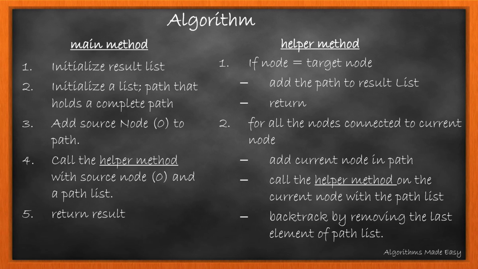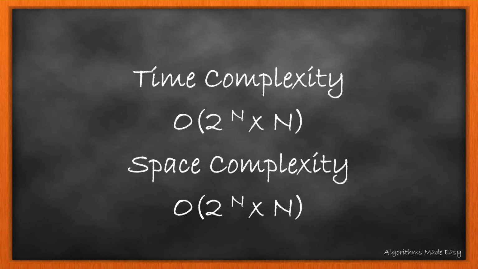Otherwise, for each node connected to the current node, we first add the connected node in the path list and recursively call the function on that node. We then backtrack to the previous node. This loop traverses all the paths from all the nodes recursively. As there can be 2 raised to n-1 paths and n-2 intermediate nodes in the path, the time and space complexity for this approach is O of 2 raised to n into n.